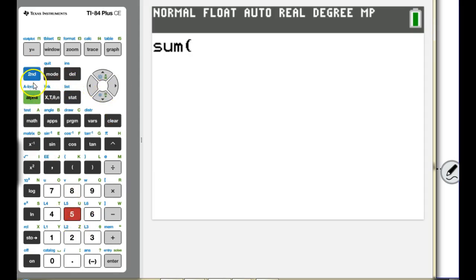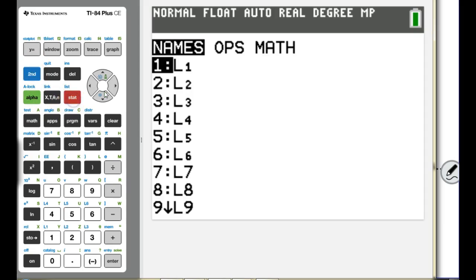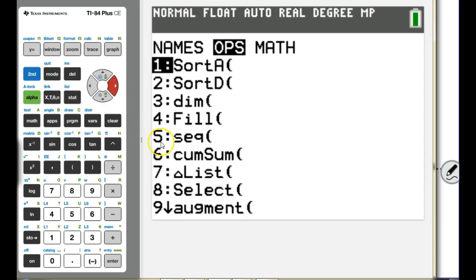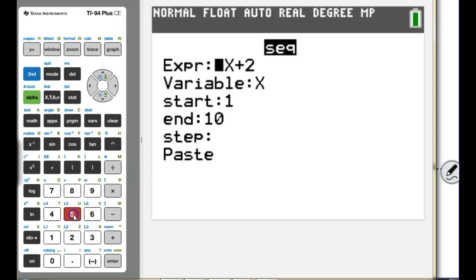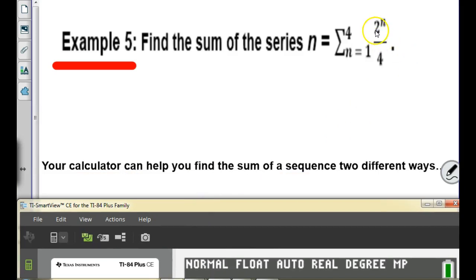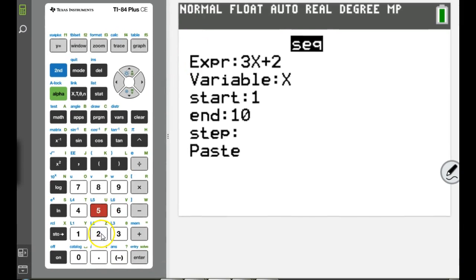Then we're going to go back to second stat, but arrow to the right only once. And we're going to say the sum of the sequence, number 5. Now, the sequence we're doing for this question is 2 to the nth divided by 4. So you could put 2 to the n power and then divided by 4. I'm a little concerned about that, so I'm going to put a parenthesis here just in case, because it's not using that little box.